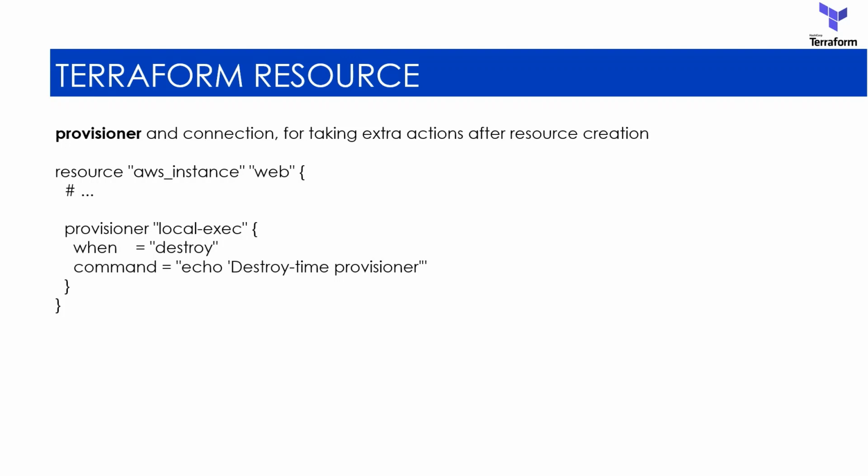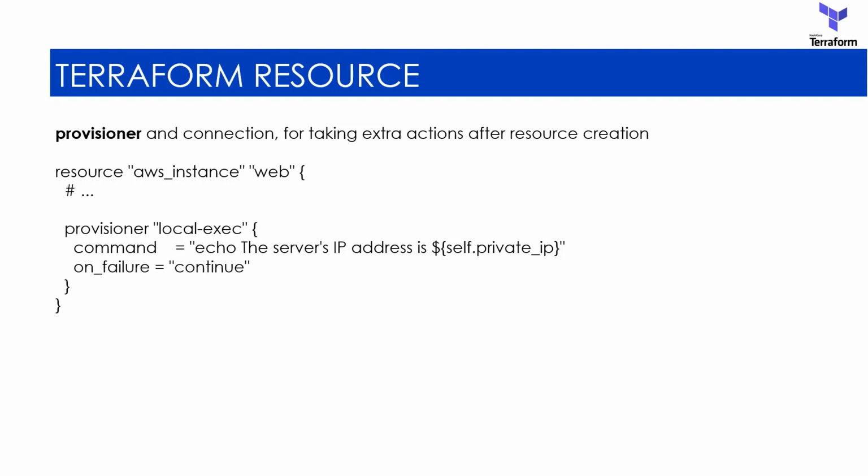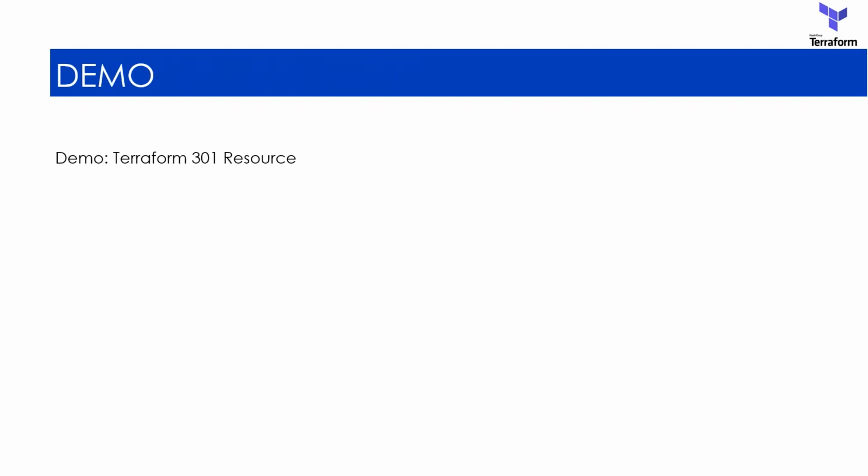Similarly, we can put conditions as well in the provisioners: a local exec when it will be performed, for example when we are going to destroy, otherwise it will be skipped. And we can also use multiple provisioners, like local exec echo first, local exec echo second, and so on and so forth. After that, you can also make it execute only on failure. In that case, you just use on_failure and then continue or whatever you want to do. So let's go and do that in a demo.